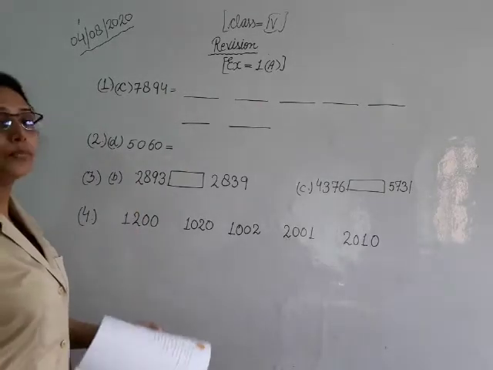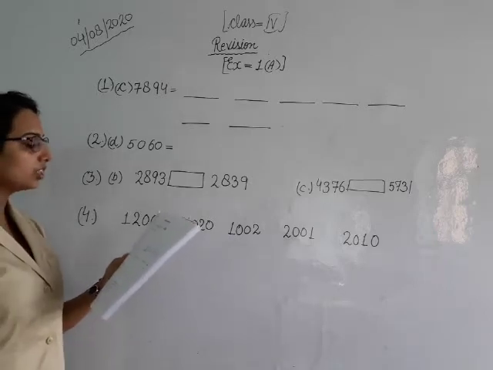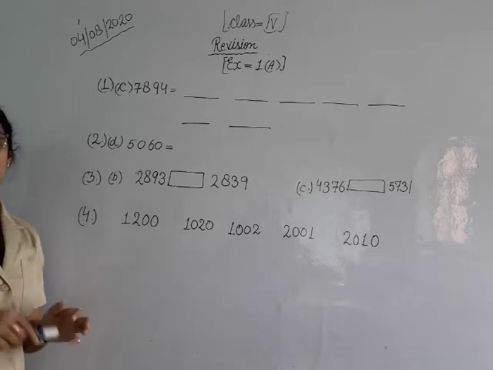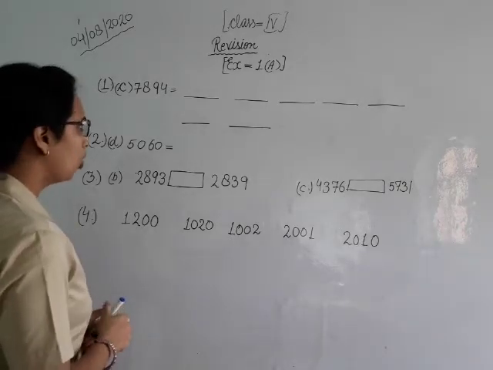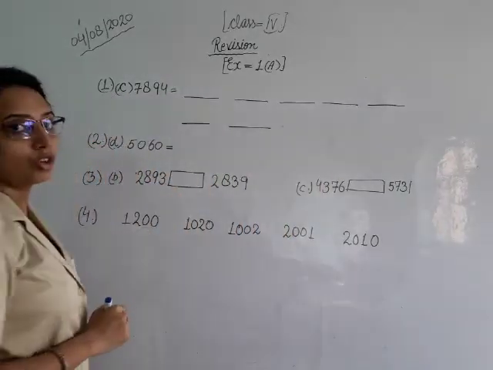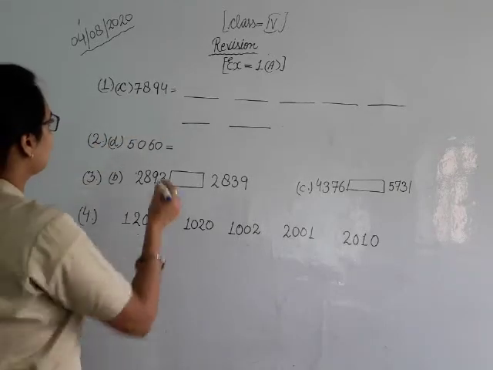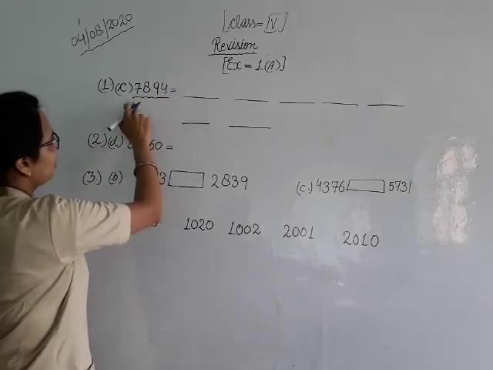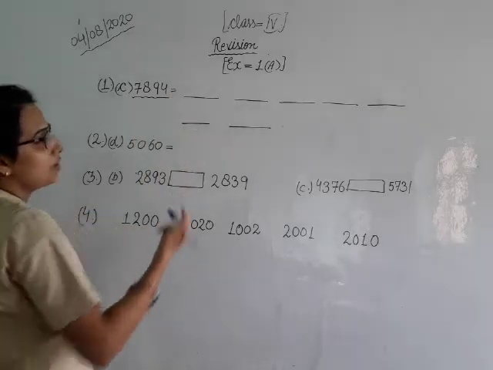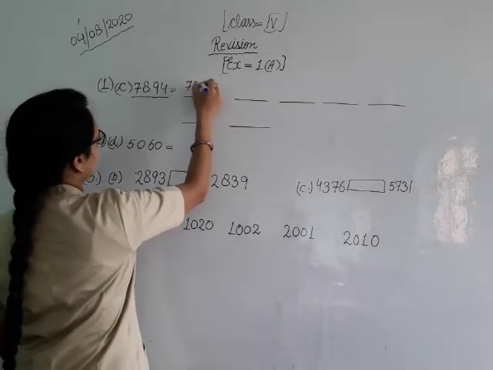So you can open your book and our first question is: write the consecutive numbers that come after. So consecutive numbers that come after. How many numbers we have to write? 1, 2, 3, 4, 5, 6 and 7. Consecutive means continuous. Continuous after this. So this is our question. 7,894. So what comes after 94? 95. 7,895.